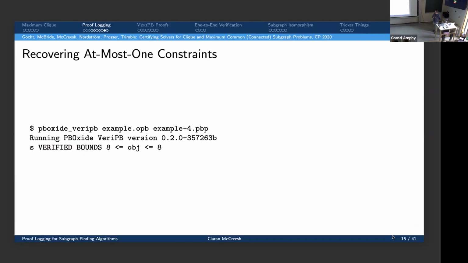We can run this through VeriPB. No more untrusted assertions, and it says yes, the maximum clique size is 12 minus 8 is 4.